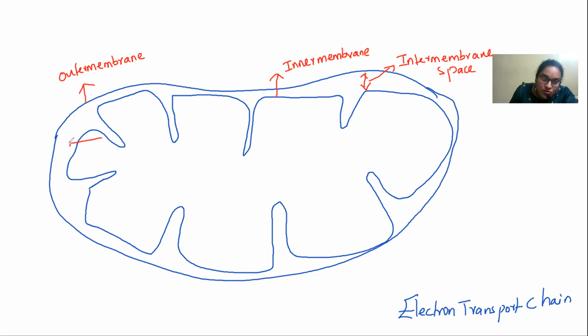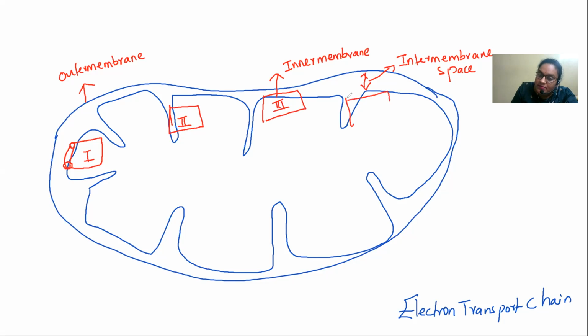Okay, now I'm drawing on the inner membrane. We have a special electron complex, an enzyme complex, and the name of this complex is number 1. Secondly, it is going to have another complex on the inner membrane, called complex 2. And there is another complex in the inner membrane, called complex number 3.